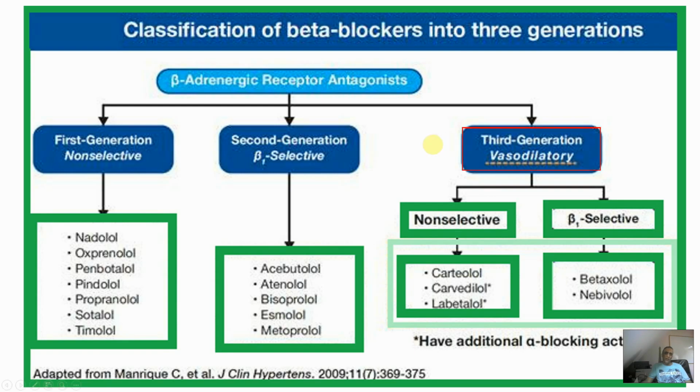And the last, third generation, whose main effect is vasodilatory. It can be non-selective or beta 1 selective. In the beta 1 selective, we now mainly use Nebivolol, which has a vasodilatory effect through nitric oxide, or Betaxolol. And for non-selective vasodilatory effect, we can use Carteolol, Carvedilol and Labetalol.